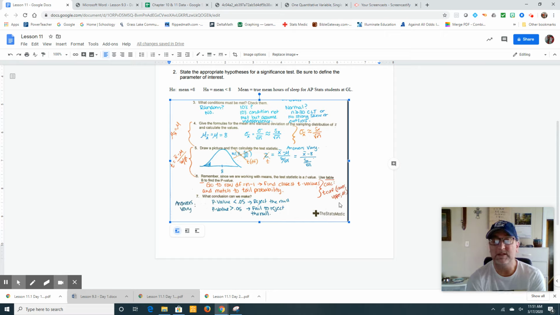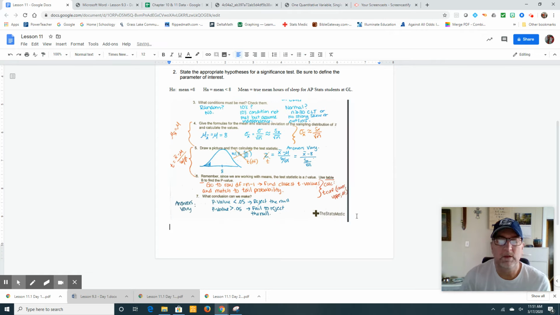we have convincing evidence that the amount of sleep for Grass Lake's AP Statistics students is less than 8 hours of sleep. Right. So there's our walking through each of the steps. Now, when we do our work tomorrow, we will have independence for our conditions being met, and 10% would definitely be there, but we're also going to definitely have n greater than or equal to 30.